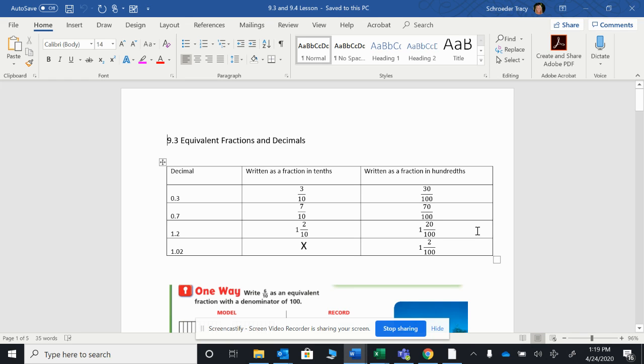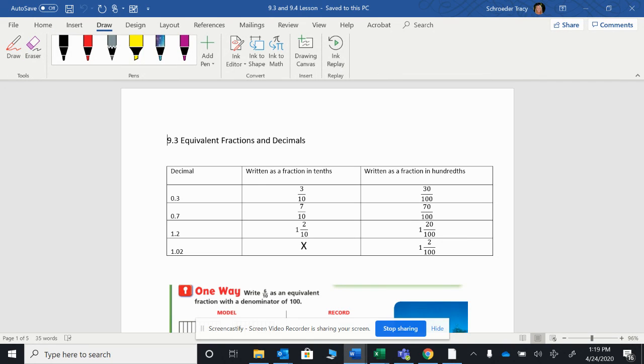Hi guys, today we're going to learn about equivalent fractions, writing them as decimals and fractions with tenths place and hundredths place. So you'll notice this chart that you have in front of you. You see a column for decimal, you see a column for fraction as tenths, and then fraction as hundredths.